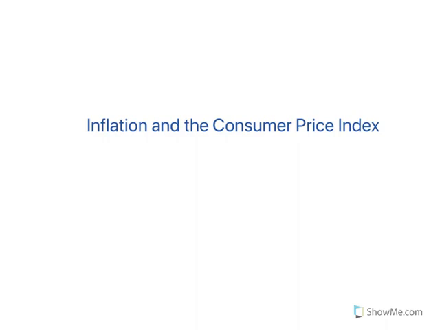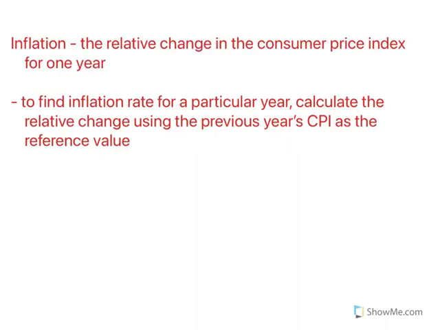Alright, let's talk through inflation and the consumer price index. Inflation is the relative change in the consumer price index for one year. The consumer price index is a table that we use to track the change in the prices of goods and services over years. To find the inflation rate for a particular year, we calculate the relative change using the previous year's consumer price index as the reference value.